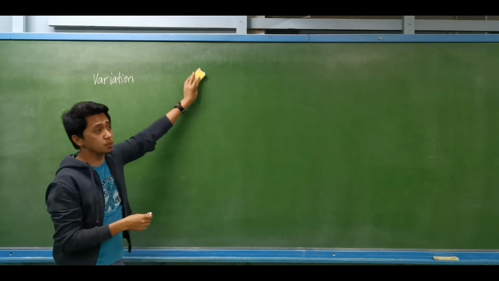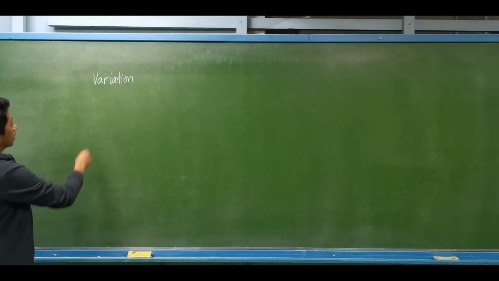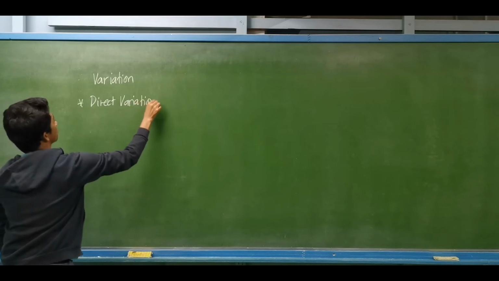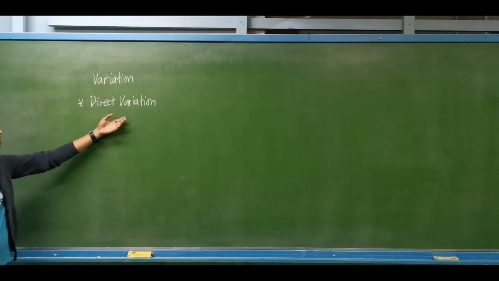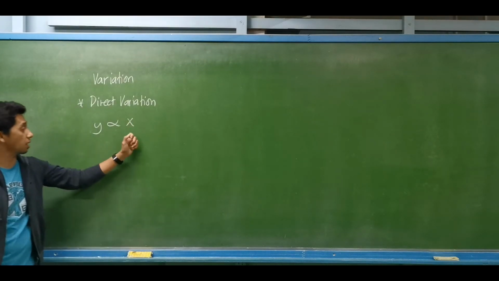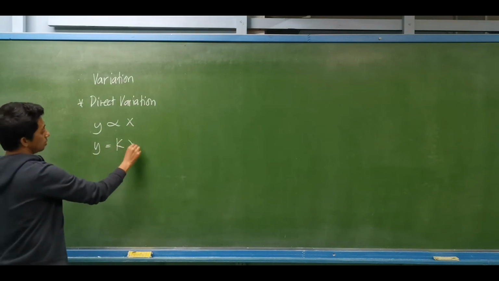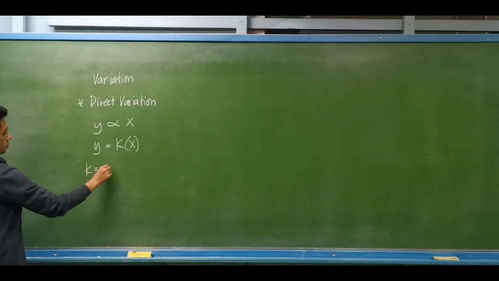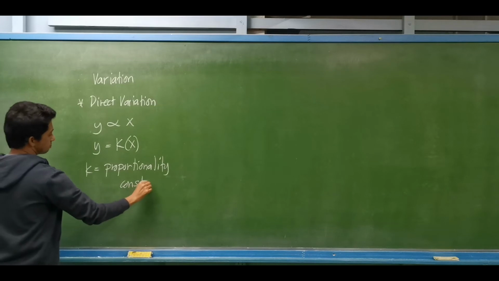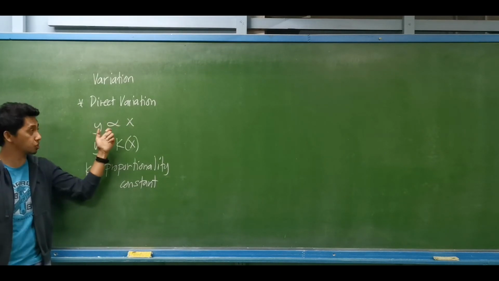Next up, we have variation. Variation is a mathematical function that relates the value of one variable to the values of other variables. We have 3 main types. The first one is direct variation. For example, y is directly proportional to the value of x, or y varies directly as x. From proportionality, we can have it in terms of an equation by putting a proportionality constant k: y equals k times x, wherein k is the proportionality constant. This is for direct variation, so directly proportional or varies directly.